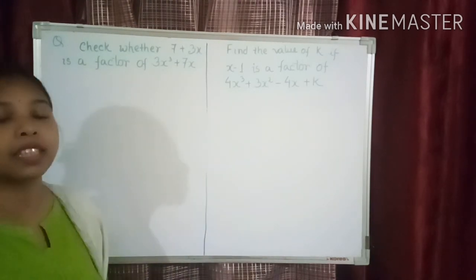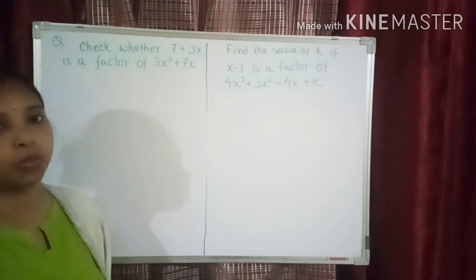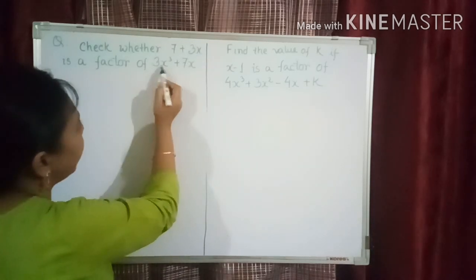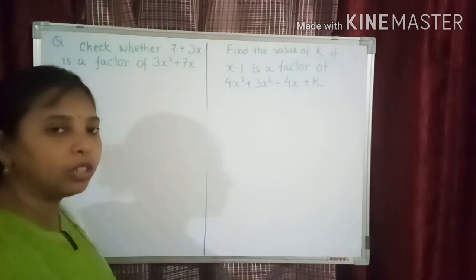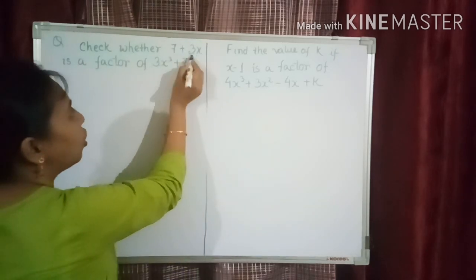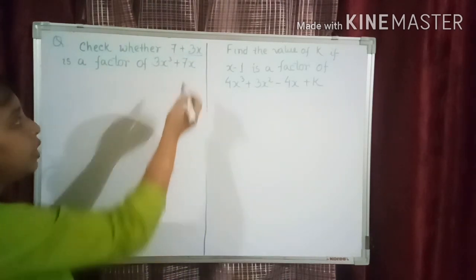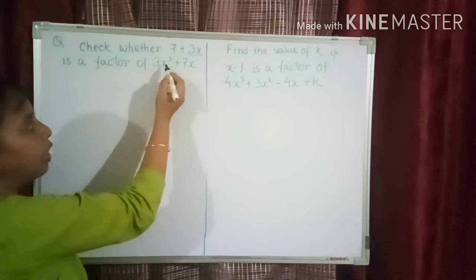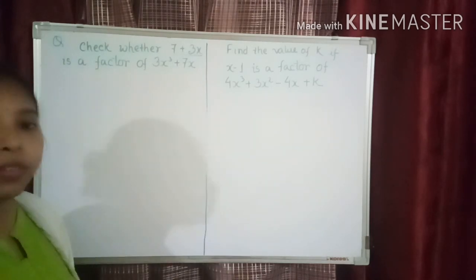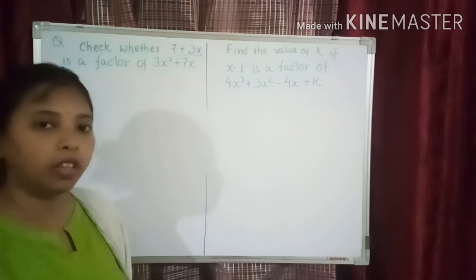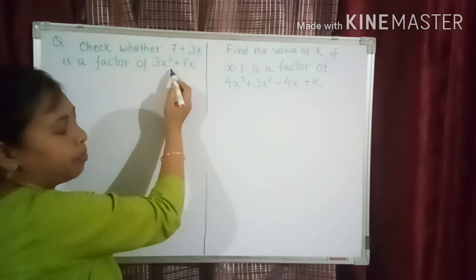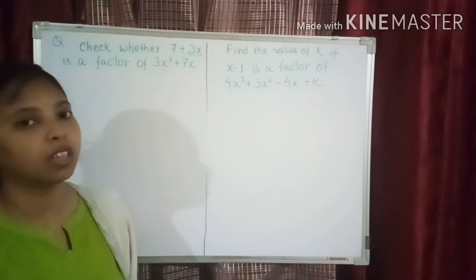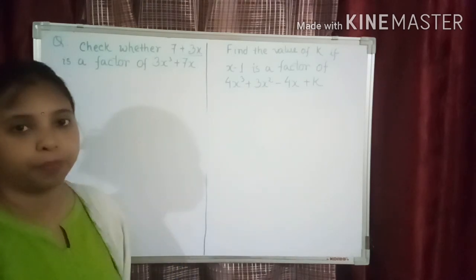This question is given in exercise number 2.3, question number 3, the third question. Here it is given: check whether 7 plus 3x is a factor of 3x cube plus 7x or not. So what will we do here? We will first find the zero of 7 plus 3x and put that zero value in this polynomial, and after putting the zero value in the variable place, if we get 0 as the ultimate value, then we can say 7 plus 3x is a factor of this polynomial. Or if we do not get 0, then we will say it is not a factor of this given polynomial.